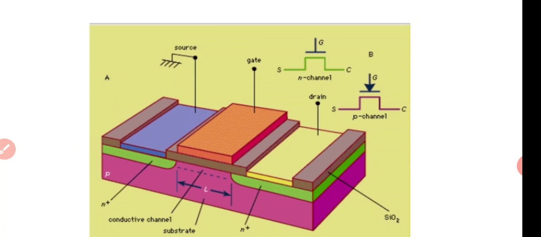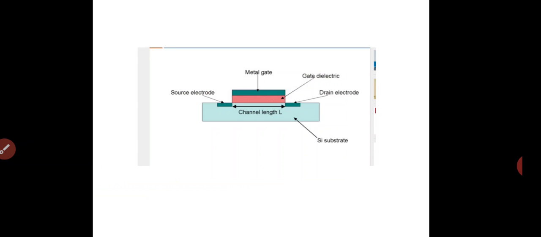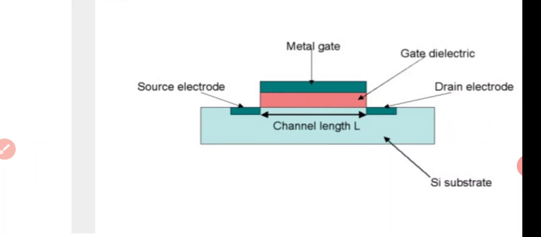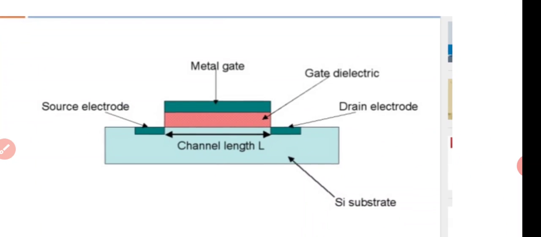The gate is placed between the source and drain, connected by a channel. This channel is N type or P type. When the channel is designed by N material, it is called an N type semiconductor channel, and when it is designed by the P semiconductor, it is called a P channel MOSFET. Like that is the construction of MOSFET.